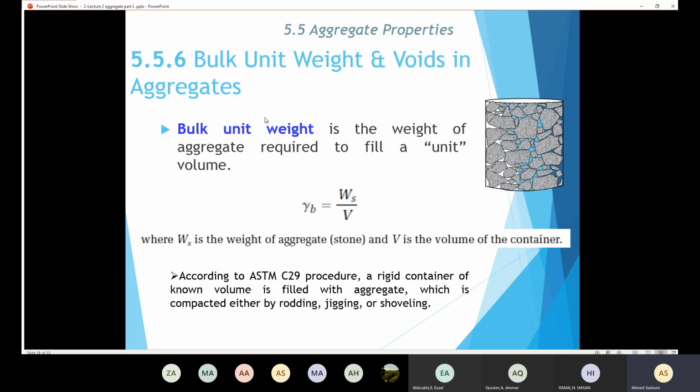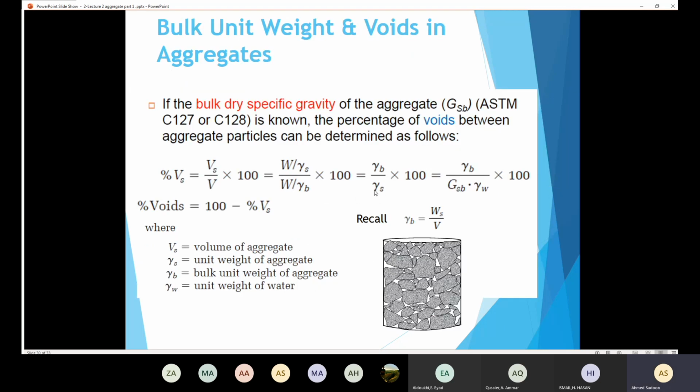Gamma bulk, I'm going to calculate from here. From here, I will be able to determine gamma bulk. But what about gamma S? We know that gamma S is going to be the specific gravity of the solid times gamma W. We explained how to determine the specific gravity. So now if I do know the specific gravity of the solid, and I do know the bulk unit weight, I'll be able to determine the percentage of the volume of the solid. And if I manage to do that, I'll be able to determine the percentage of the voids.